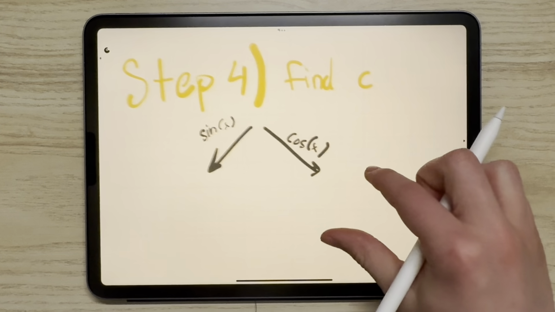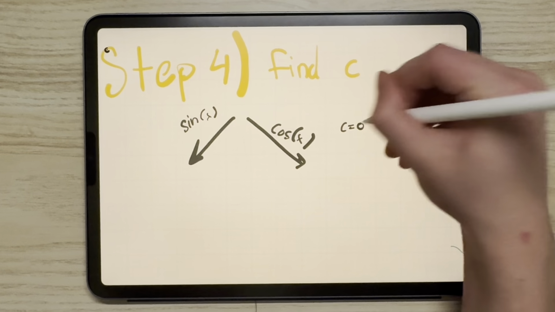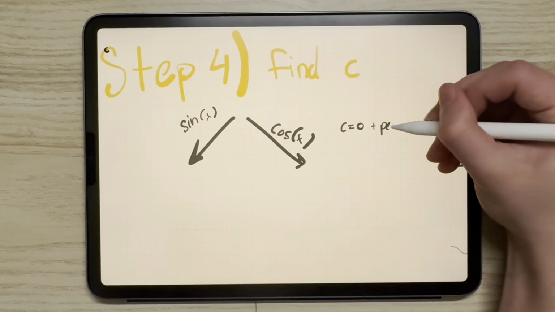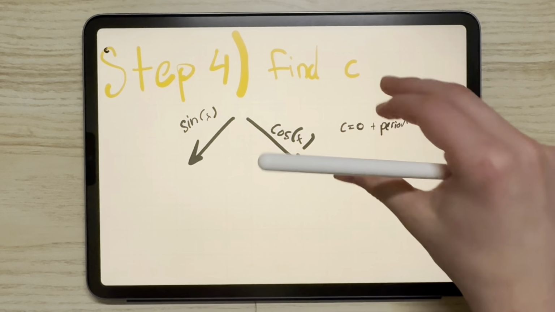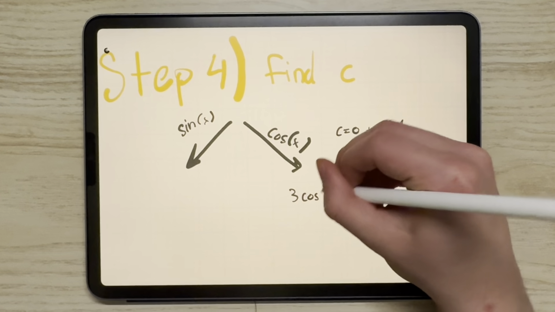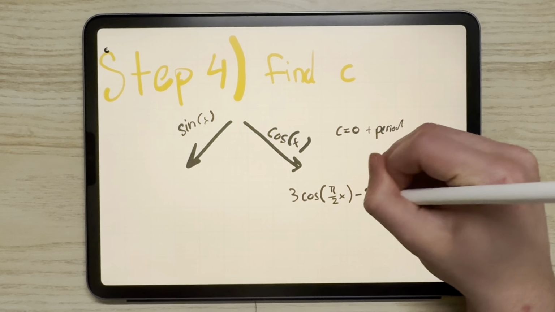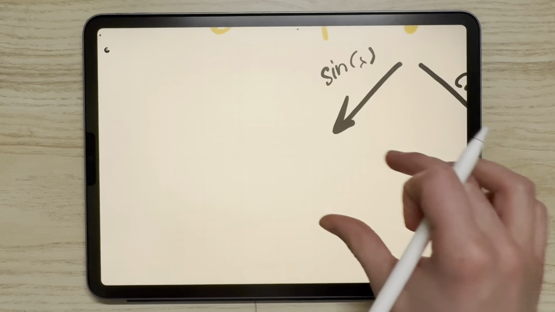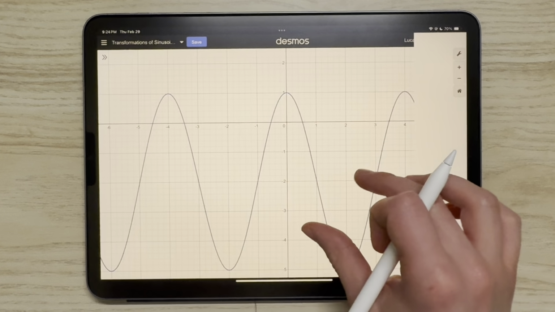And so we didn't move it left or right at all. So since c is equal to 0 for this case, plus the period, the answer is going to be 3 times cosine of pi over 2 x, minus 2. Now let's do sine.